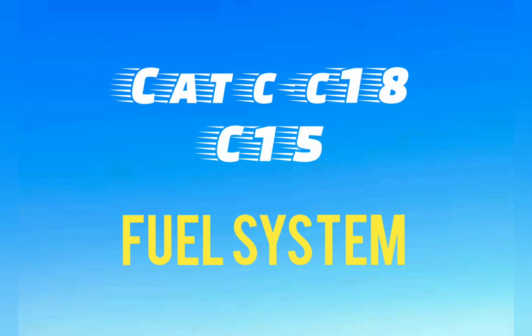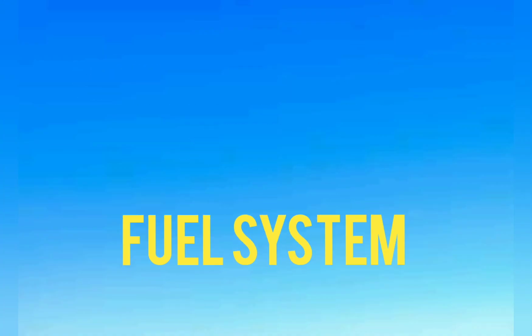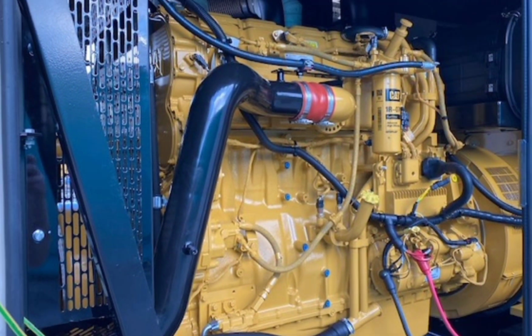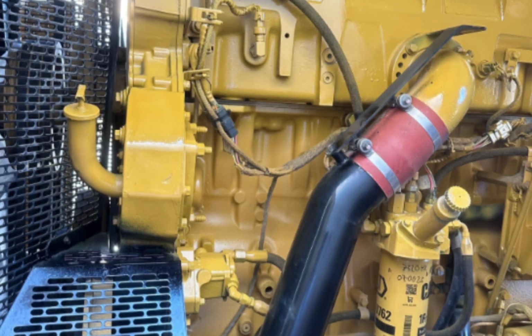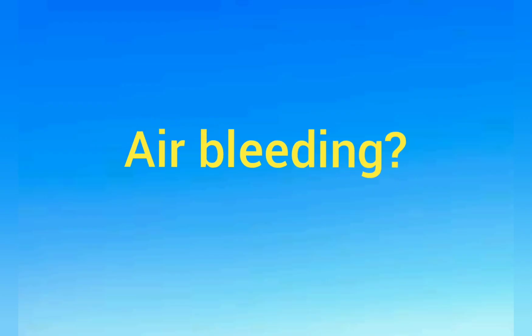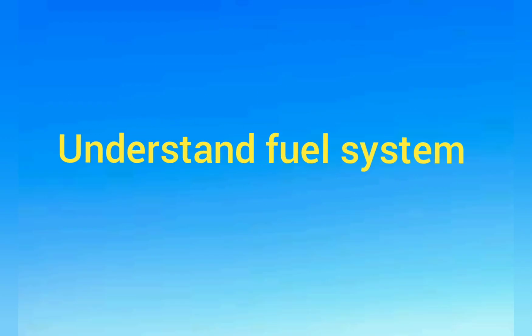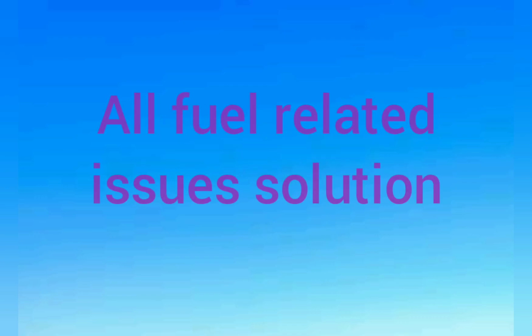Today in this video we are going to discuss and explain the two types of engine models, Caterpillar C-18 and C-15 model generators and engines, the complete fuel system, how the fuel system is connected together, how to remove airlock from the system, how to diagnose and fix air restriction in the fuel line, and fix the problem of hunting and missing.